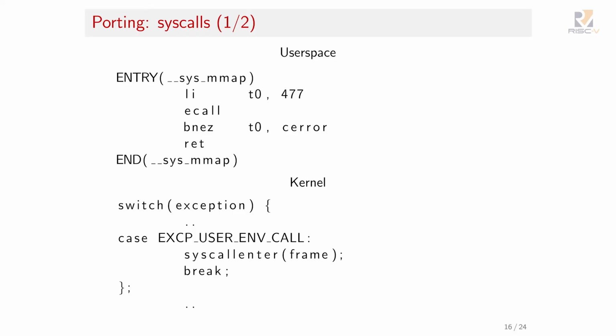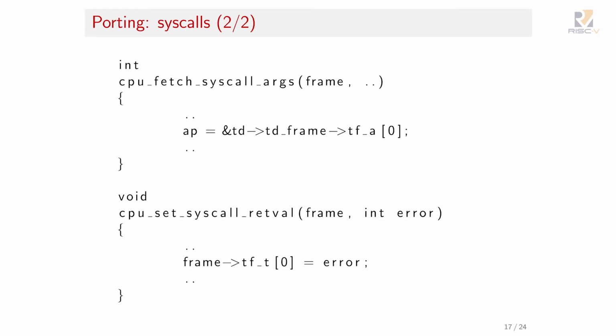Here's a simple example of syscalls. Syscalls are very easy. In just a few instructions, we can produce a syscall from user space: we put the syscall ID into a temporary register and produce an environment call. In the kernel, in the exception handler, we just call a machine-independent function, syscall enter, passing in a frame. And we only need another couple of functions so the FreeBSD kernel knows how to take arguments from a frame and how to set the return value. There is nothing else we need to implement syscalls, just a couple of functions.